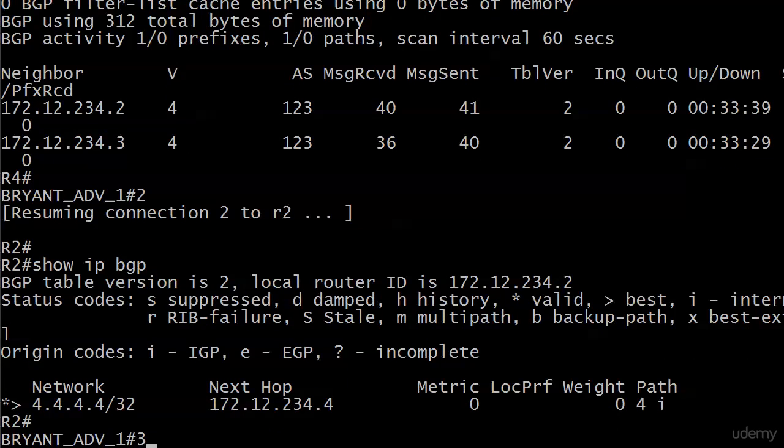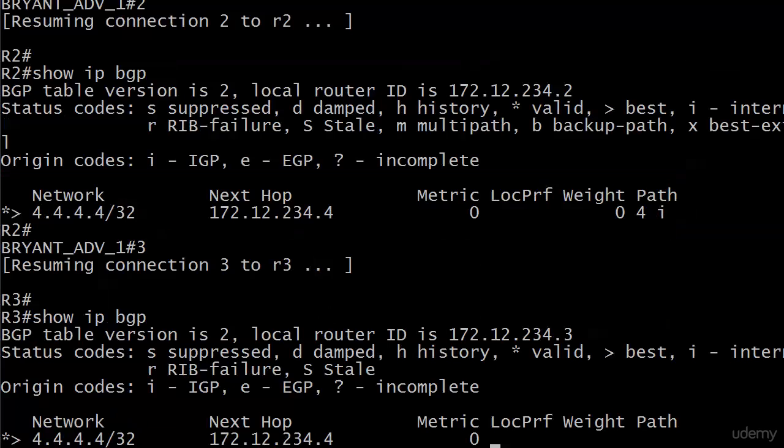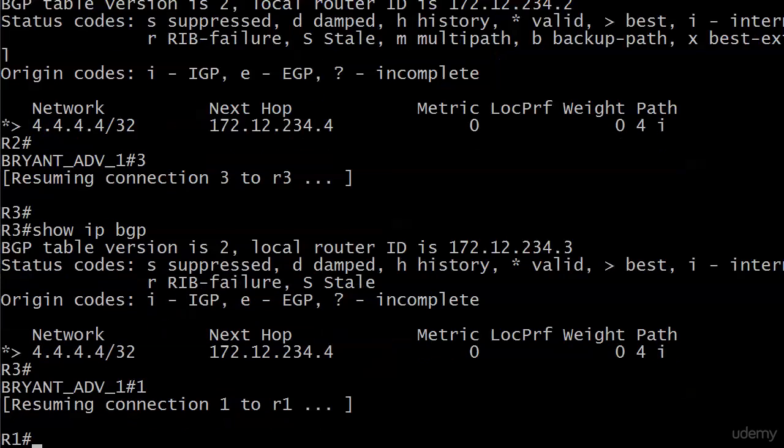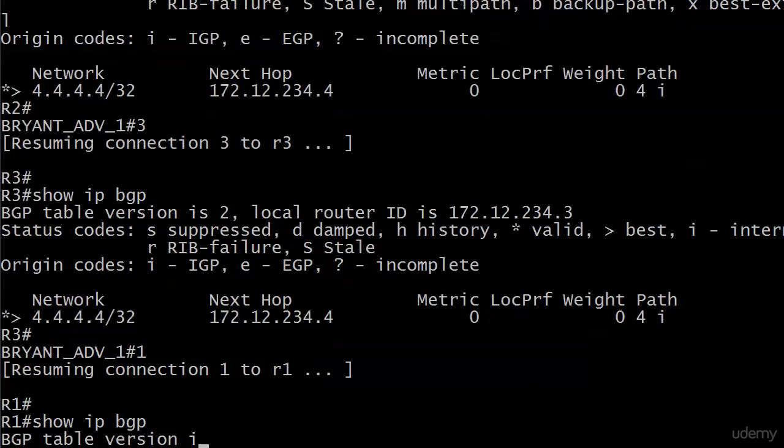We hop over to router 3. And there's your network, and there's your next hop. We've got valid and best, and a weight of 0. So far, so good. And everything I've said has been borne out here in the lab. Let's go up to router 1 and see what we can see.